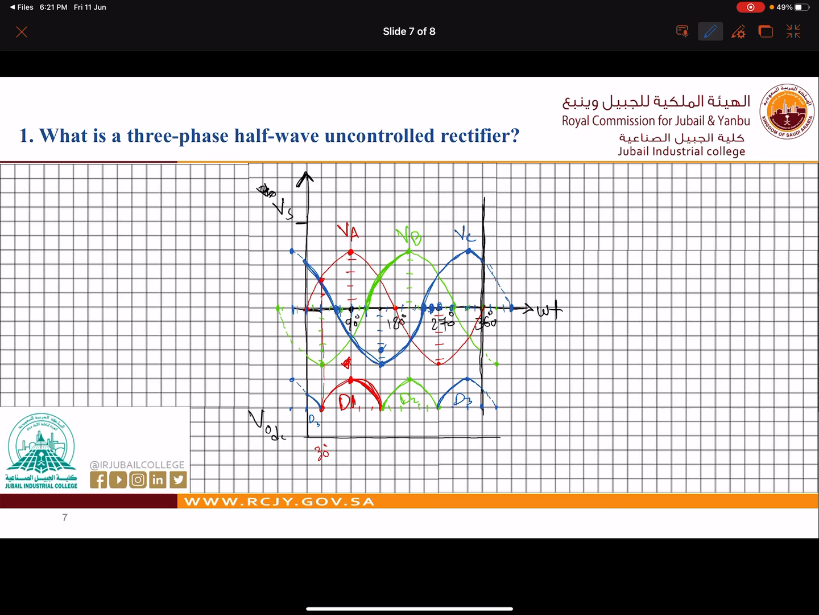And we can conclude from this waveform that for D1, the conduction angle is 120 degree, and also here 120 degree, and also here is 120 degree. Okay, because this one is from 270 to 360, we have also 30, so this is our 30 here, this is our 30. Now this is how to draw the V out.